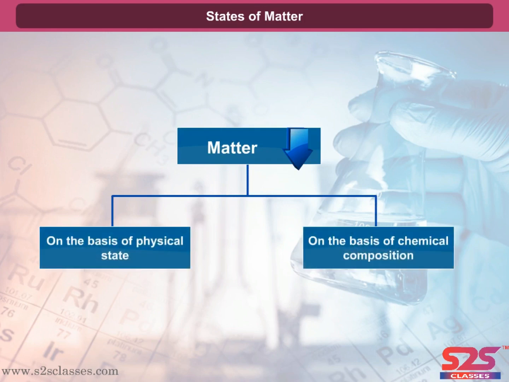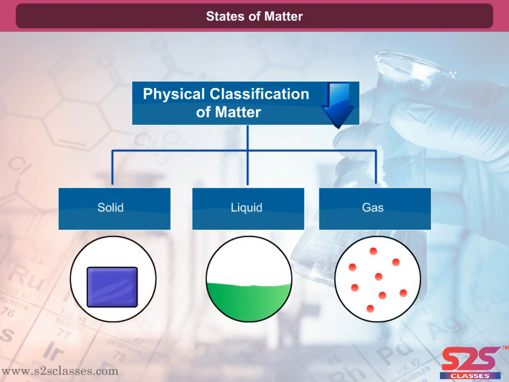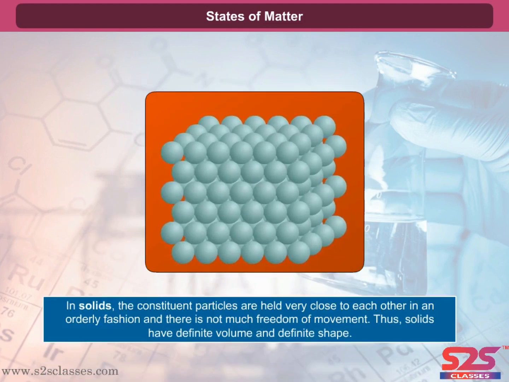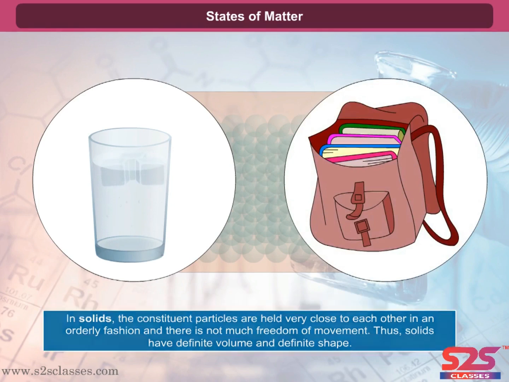A. According to its physical state, and B. According to its chemical composition. On the basis of the physical state, matter is classified as solid, liquid and gas. In solids, the constituent particles are held very close to each other in an orderly fashion, and there is not much freedom of movement. Thus, solids have definite volume and definite shape.